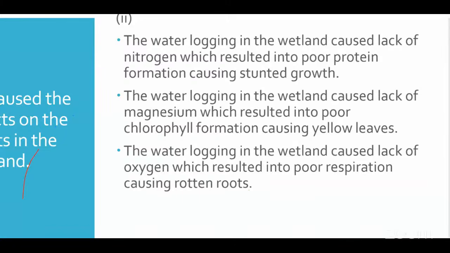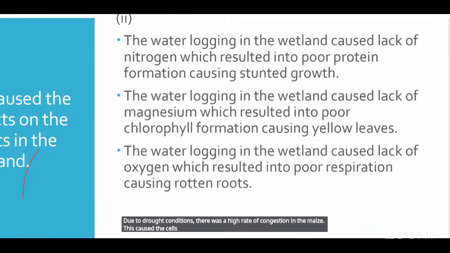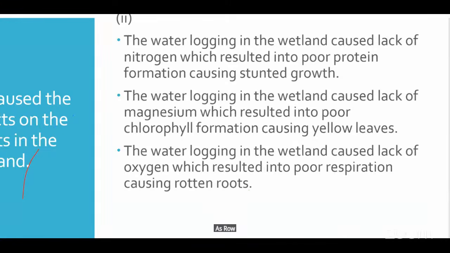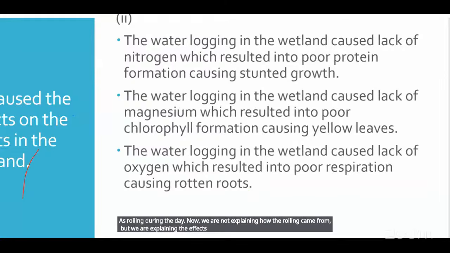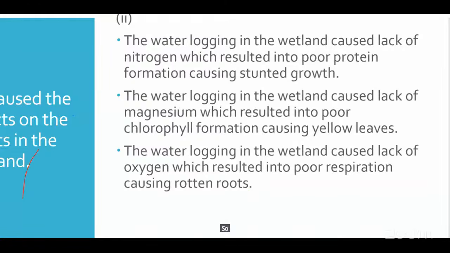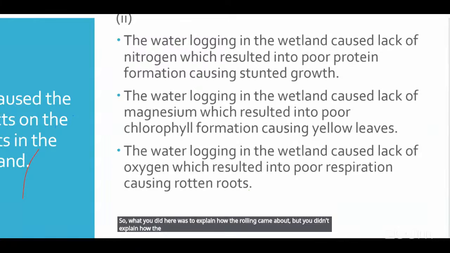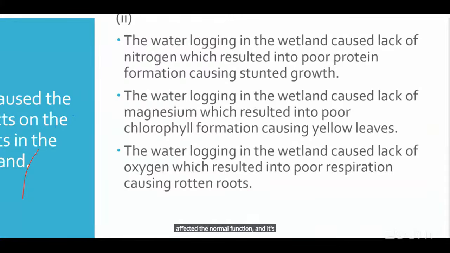Due to drought conditions, there was a high rate of transpiration in the maize. This caused the cells of the leaves to lose turgor, hence rolling during the day. Now, we are not explaining how the rolling came from, but we are explaining the effects of the rolling on the normal function. So what you did here, Chris, was to explain how the rolling came about, but you didn't explain how the rolling, which is a result of the drought conditions, affected the normal function, and that is what we are interested in.